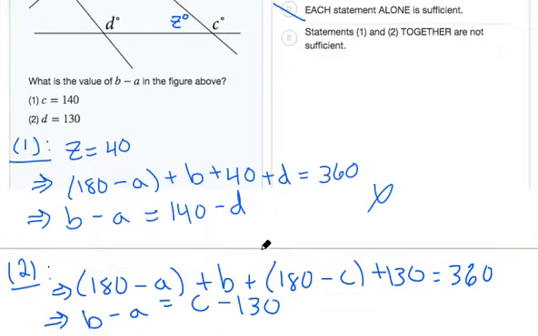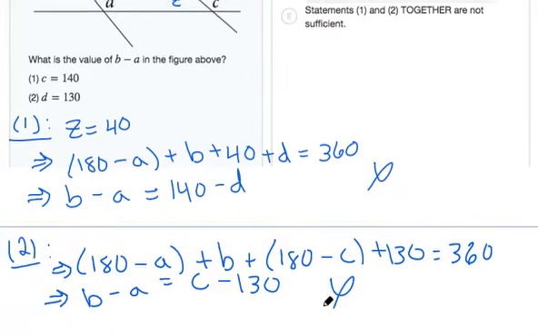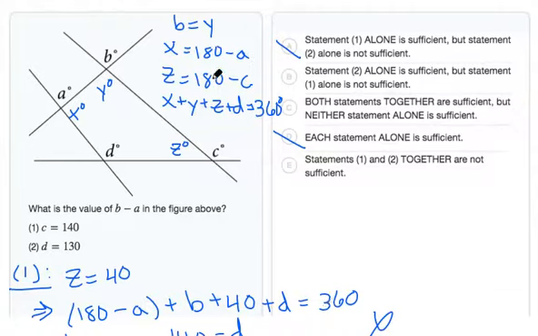Now we're in a similar situation as last time, because in the last statement we didn't know d, so we couldn't figure out b minus a, and here we don't know what c is. So we actually still can't find out what b minus a would be. So this statement alone is not sufficient. Scrolling up, we can eliminate answer choice B, because statement 2 alone is not sufficient. We're still left with C and E as answer choices, so we'll need to consider when we combine our statements.